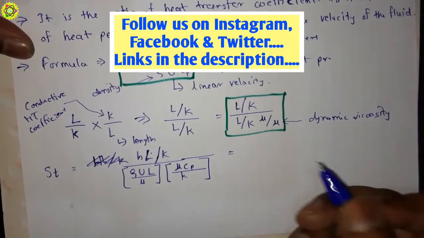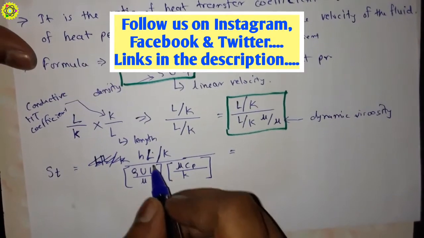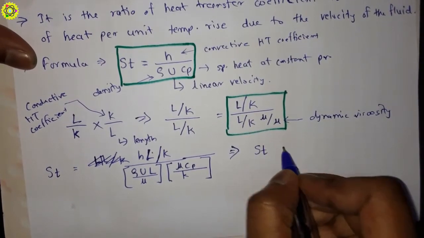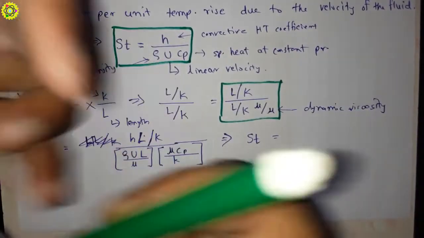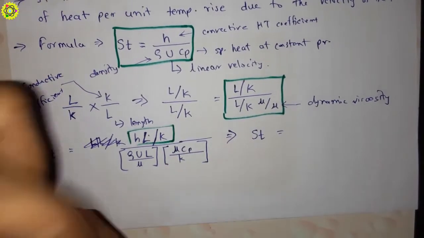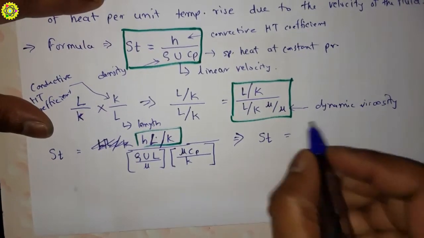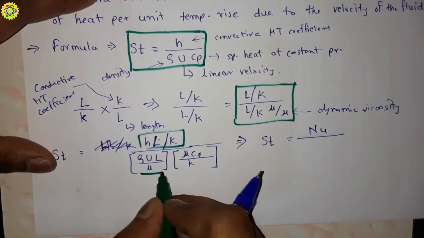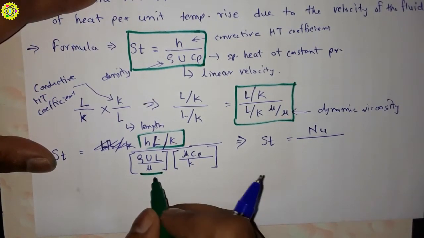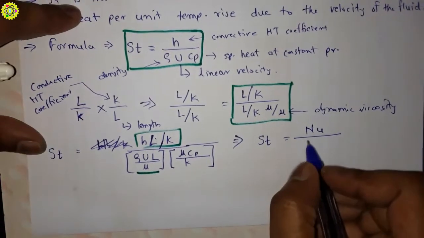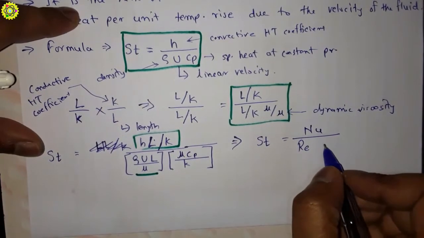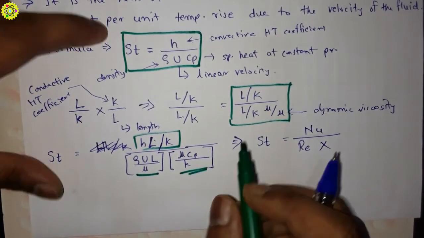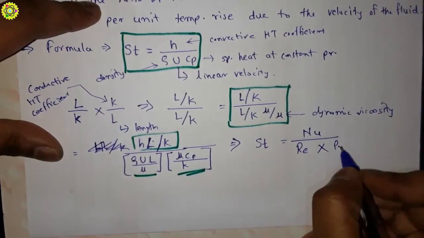Now we will simplify this further. hL upon k is actually the Nusselt number. Rho uL upon mu is the Reynolds number, Re, and mu Cp upon k is the Prandtl number, Pr.